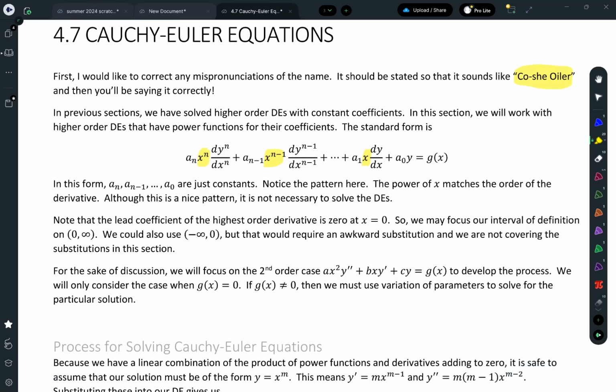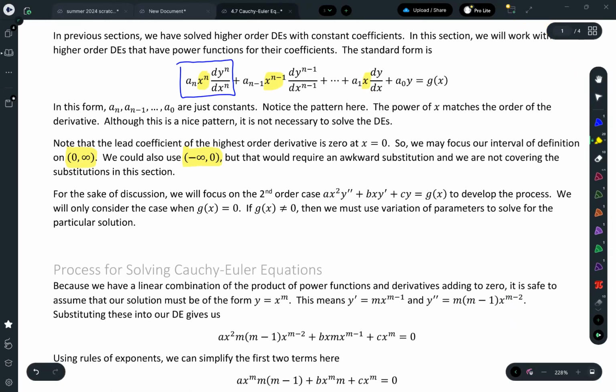Now, because that leading coefficient of the highest order derivative is equal to 0 when x is equal to 0, that's going to make us focus on an interval of definition. So we'll either have an interval of definition for positive values or for negative values, but never including 0. For the sake of discussion, we're going to focus on the second order case to develop the process. It can be extended to higher order cases.